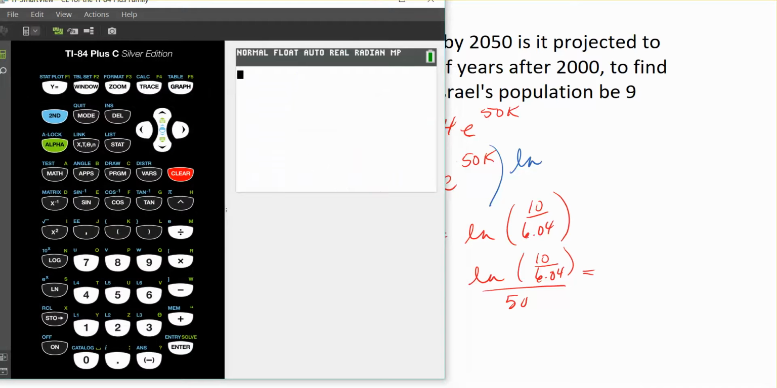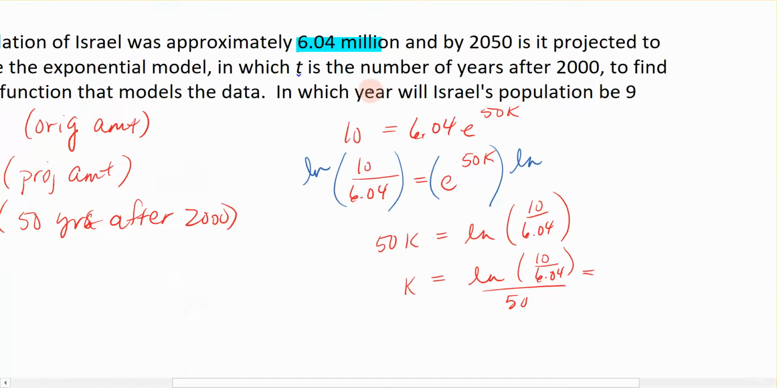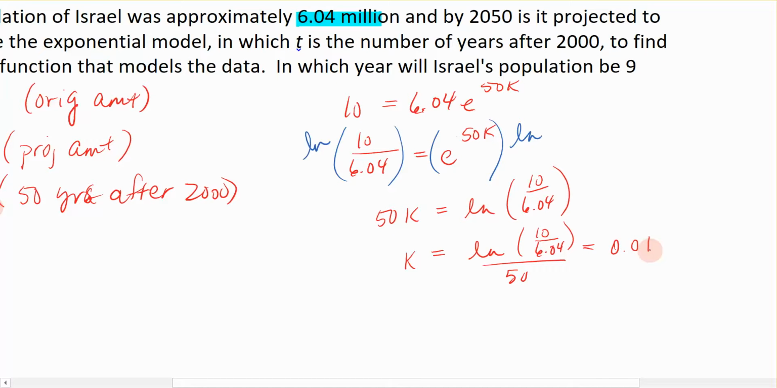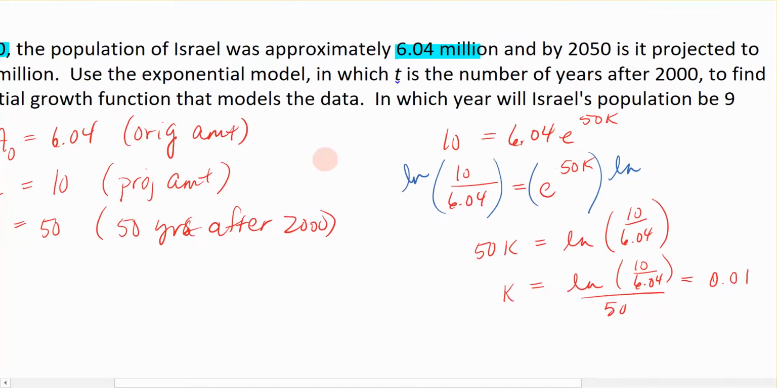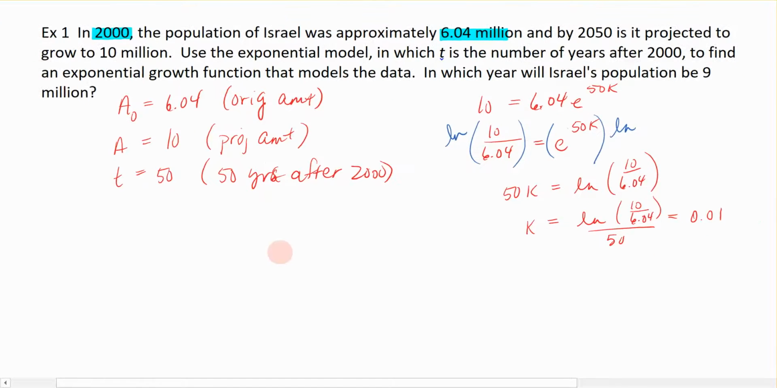So if I pull up my calculator, I'm going to take the natural log of 10 divided by 6.04, close my parentheses so I know that I'm out of the log portion, and now I'm going to divide it by 50. And when I do that, rounding to two decimals, you see that I get 0.01. So 0.01 is the constant that is specific to this growth model for Israel's population.